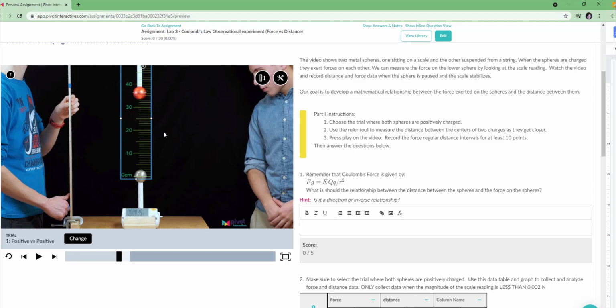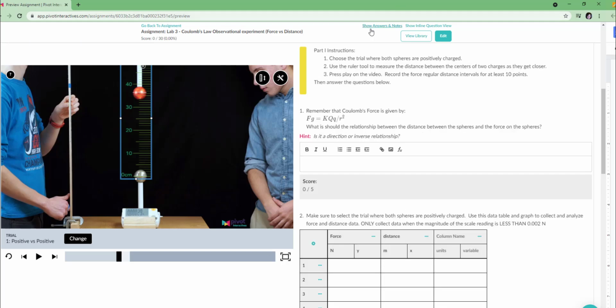So right now, the red sphere looks to be 34 centimeters from the silver sphere. So as you advance the sphere and change the distance between the two spheres, you'll want to record the distance between them and the resulting force.